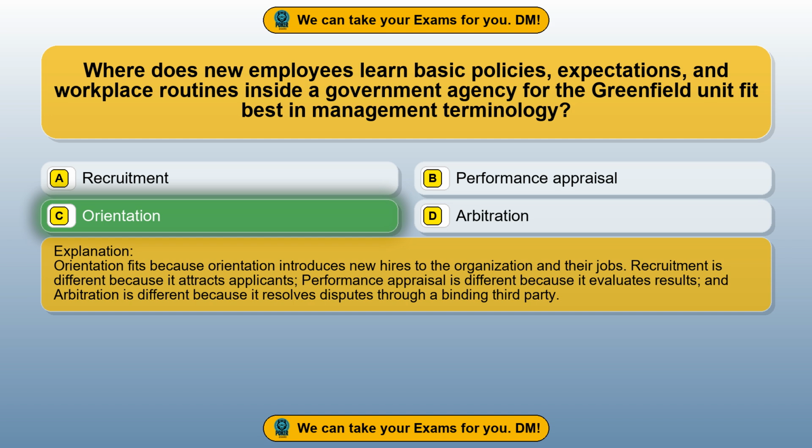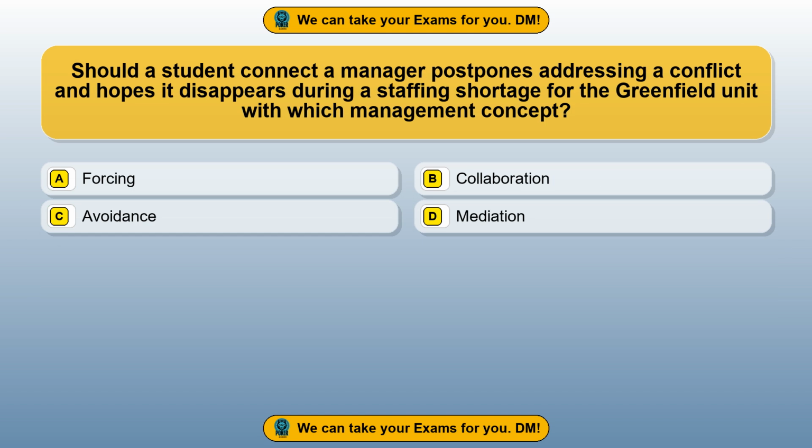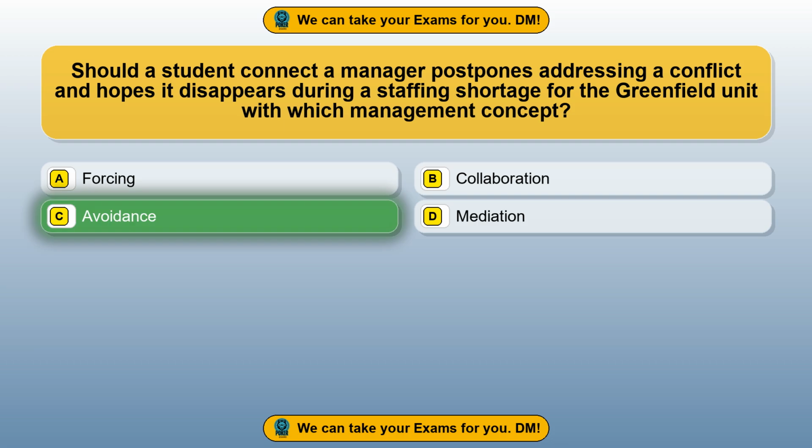party. Question 18. Should a student connect a manager postpones addressing a conflict and hopes it disappears during a staffing shortage for the Greenfield unit with which management concept? Option A, forcing. Option B, collaboration. Option C, avoidance. Option D, mediation. The correct answer is option C, avoidance.